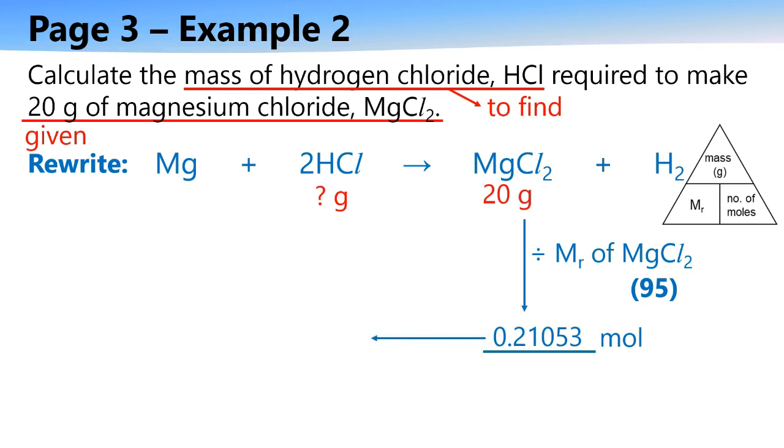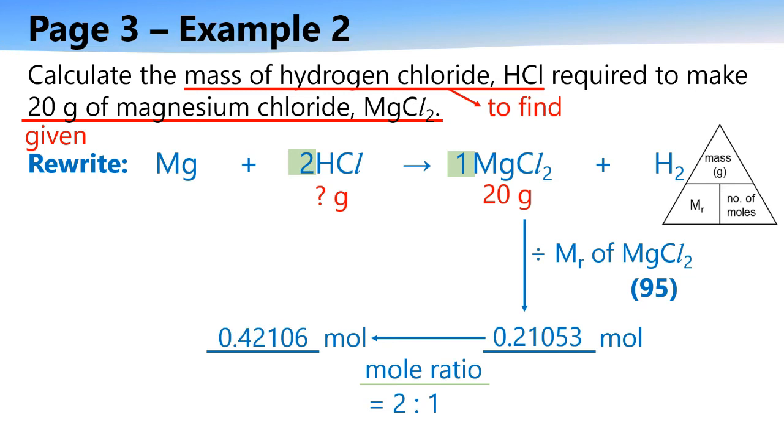Next. Knowing the number of moles of magnesium chloride, how many moles of hydrogen chloride will I require? Now that we have moles, we can use the mole ratio. So what's the mole ratio? Looking at the coefficients, for magnesium chloride there is one of it, so the mole ratio is 2:1. So if 0.21053 represents 1, how many moles of HCl do I get? I'll just multiply by 2. So in this case, I will get 0.42106.